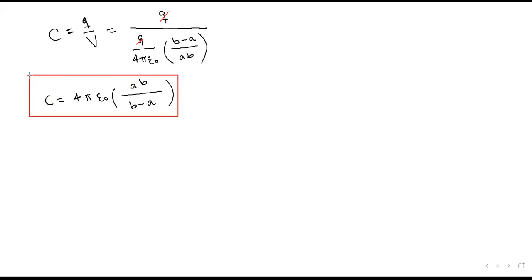You can see it is very easy to calculate the capacitance of any capacitor. You just have to figure out what the area would be. So if you can find out the area, you can compute the capacitance very easily.